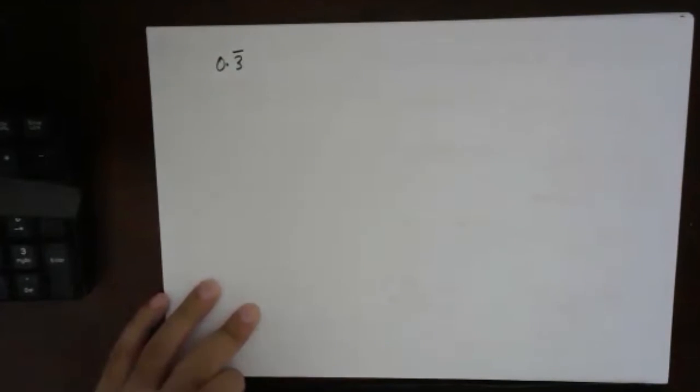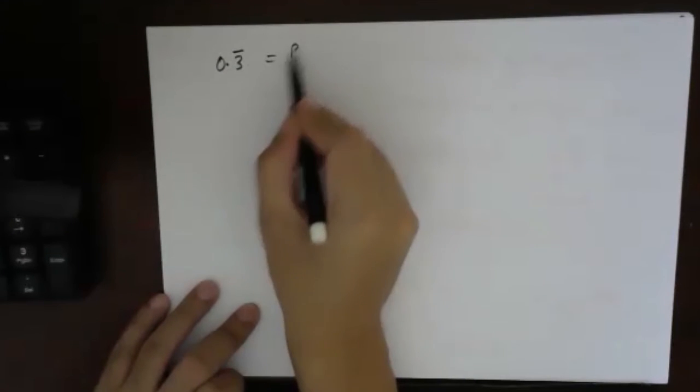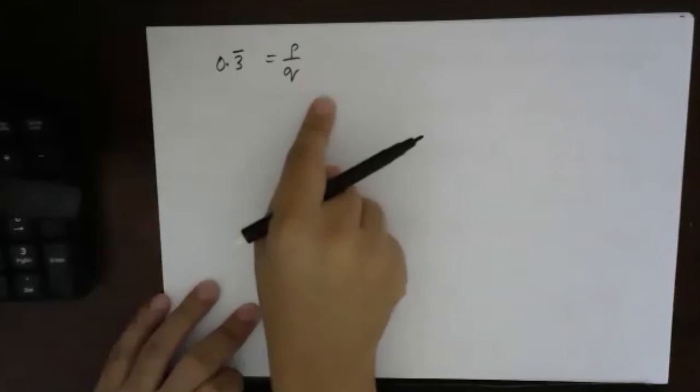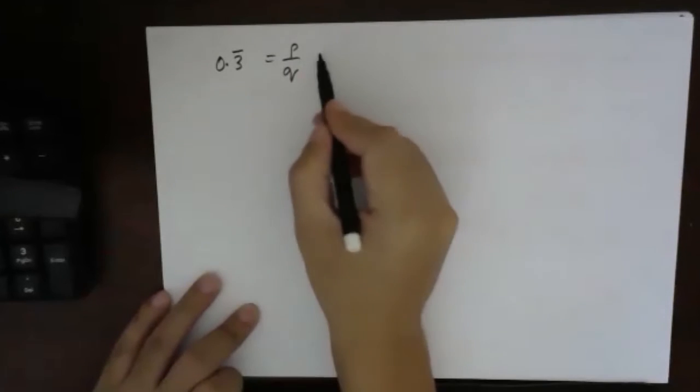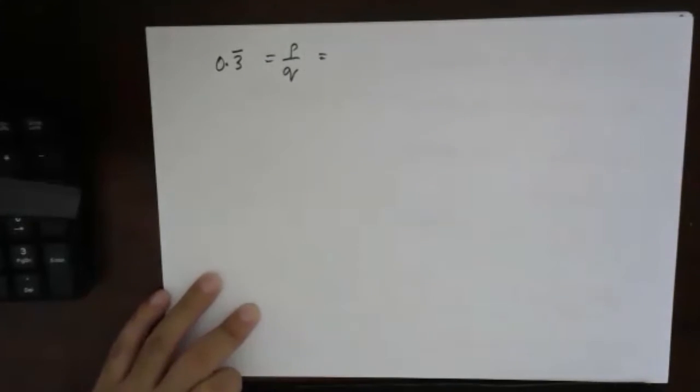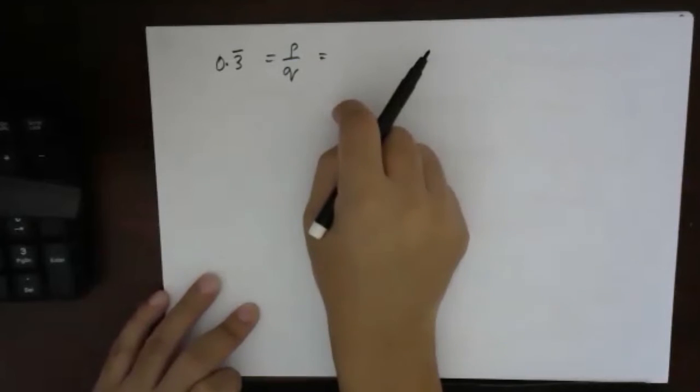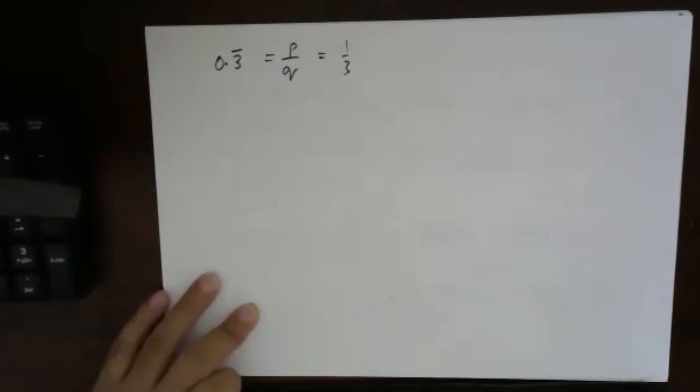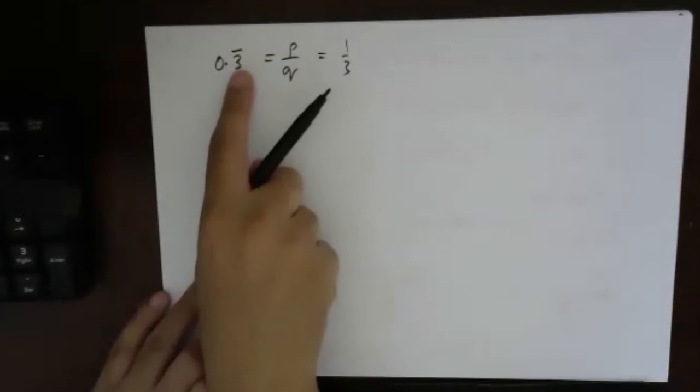This is a rational number. So this rational number can be represented in P by Q form. Tell me what is the value of P and what is the value of Q? 1 by 3, right? So rational means recurring numbers, continuous, recurring, never ending.